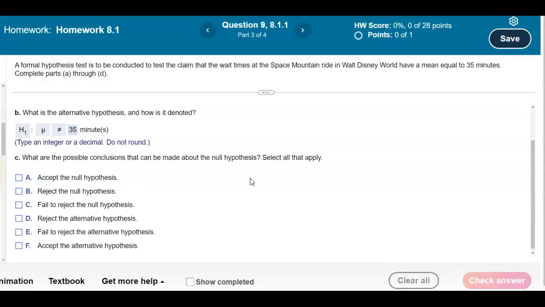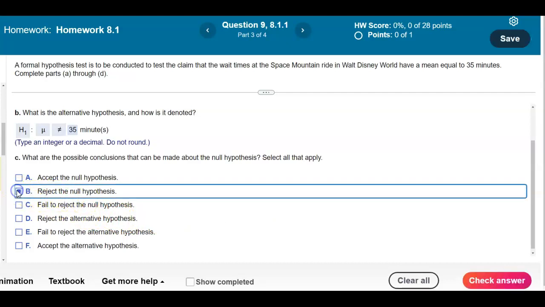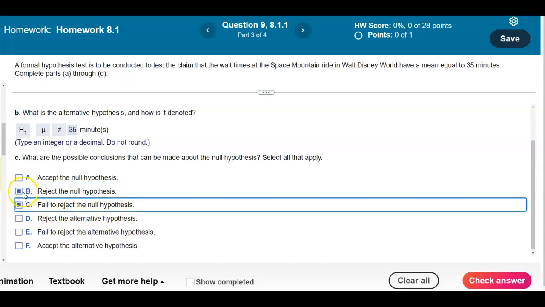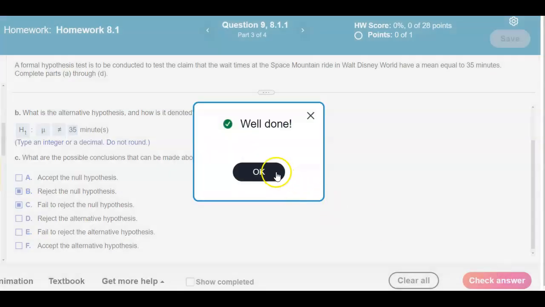Press enter, and there is our result. Now it says, what are the possible conclusions that can be made about the null hypothesis? Select all that apply. There are only two that we can say: B, reject the null hypothesis, or C, fail to reject the null hypothesis. Those are the only two options. Let's check our answer, and there is our result.